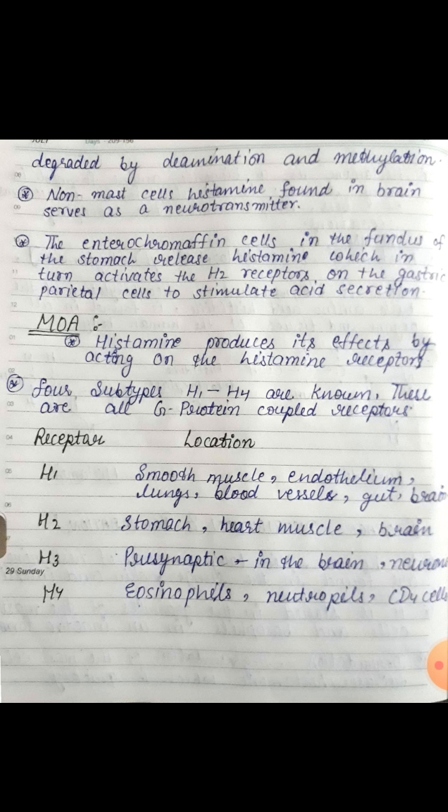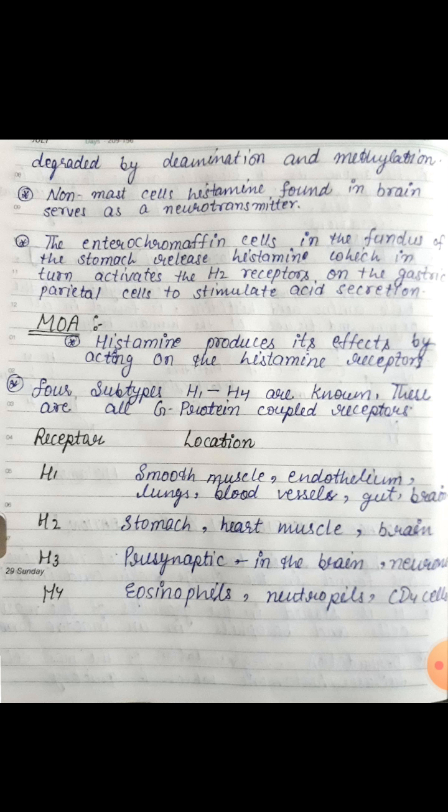Next point, the enterochromaffin cells in the fundus of the stomach release histamine, which in turn activates the H2 receptor on the gastric parietal cells to stimulate acid secretion. Now come to the mechanism of action of histamine. Histamine produces its effect by acting on the histamine receptor.